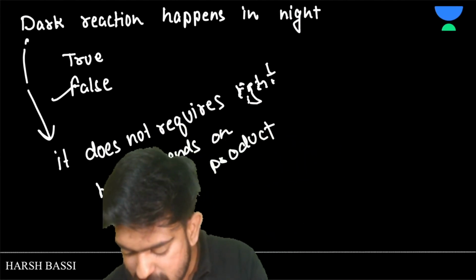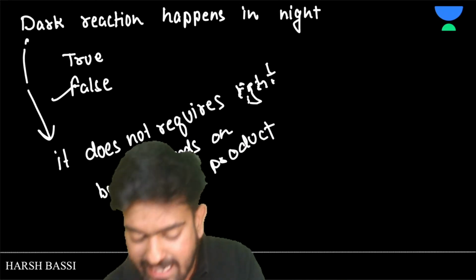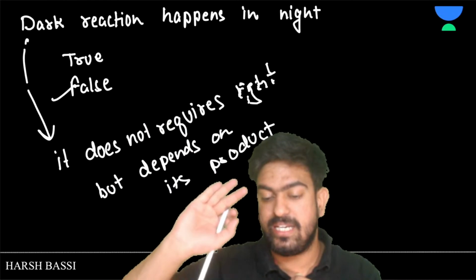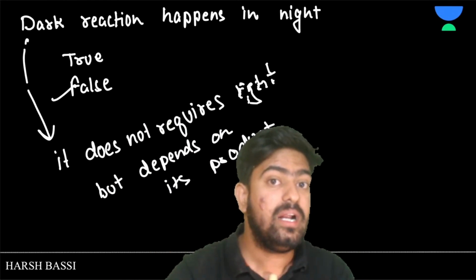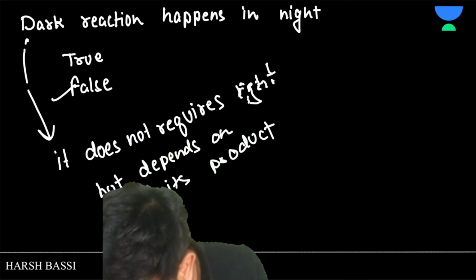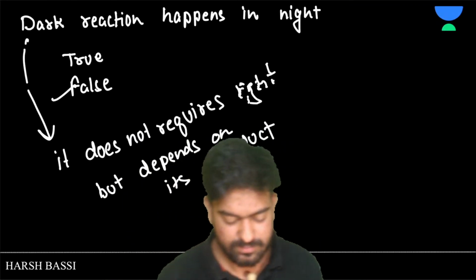RK, Shrishai, Thai and Levi understood why we are not saying that dark reaction happens in night: because for the dark reaction to happen, we need the product of the light reaction. Clear? Yes or no? Great. Now let's move on and let's enter into the Calvin cycle.